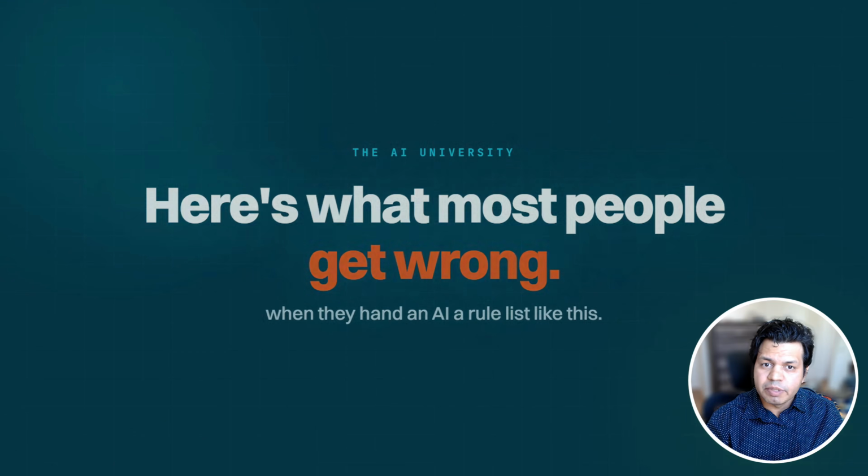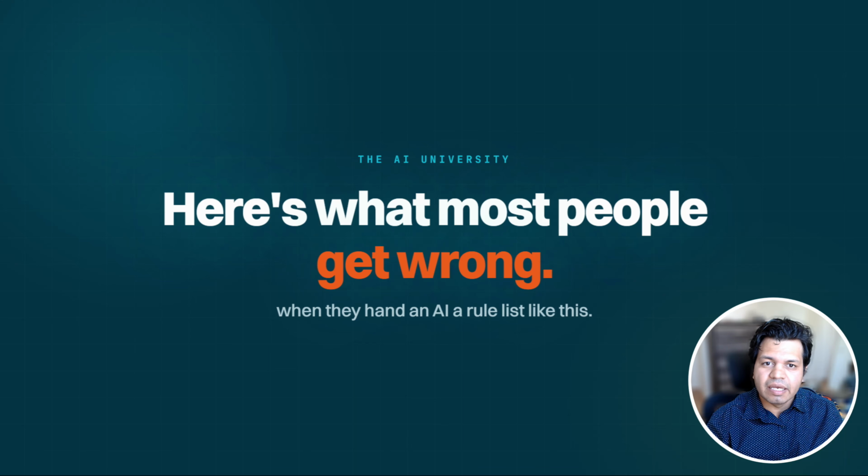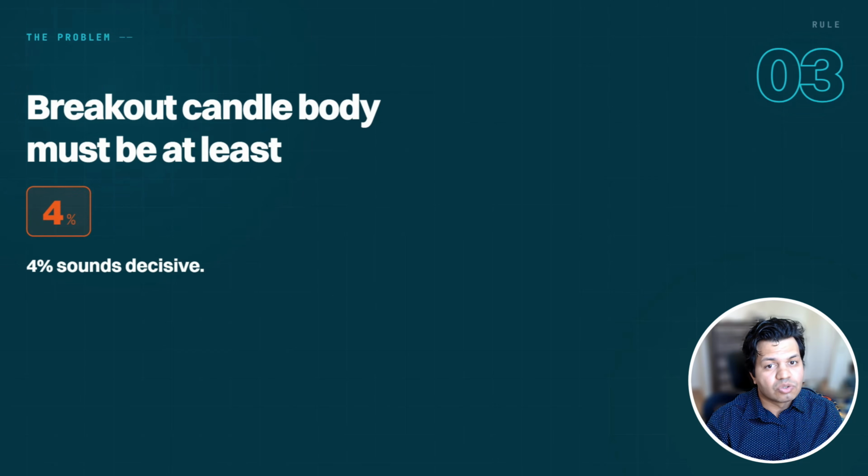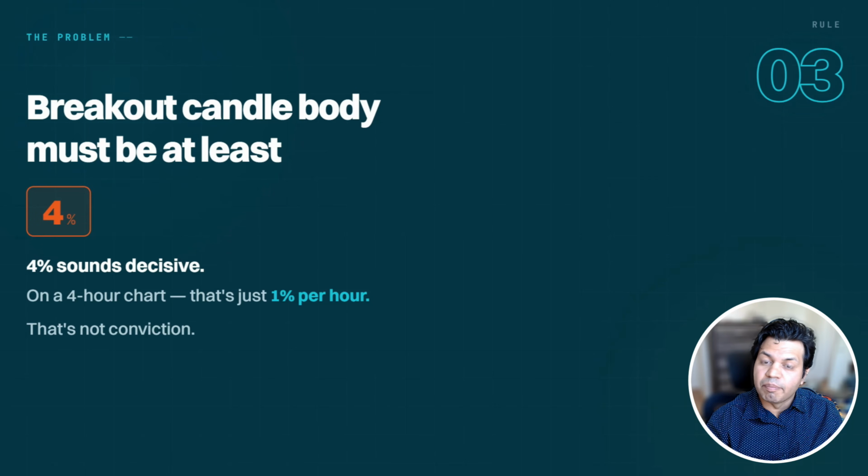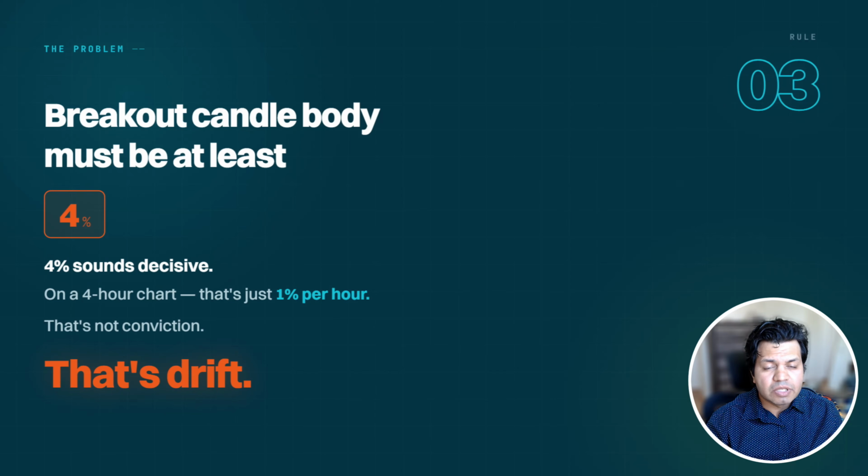Here is what most people get wrong when they hand an AI a rule list like this. You write numbers that look right on a chart, but nobody validates whether those numbers actually work at the specific time frame you are scanning. So rule 3 says that the breakout candle's body must be at least 4%. Here is the problem. 4% sounds decisive, right?